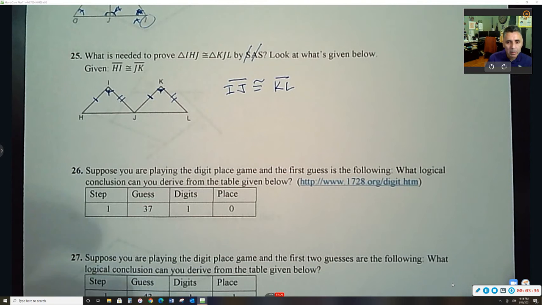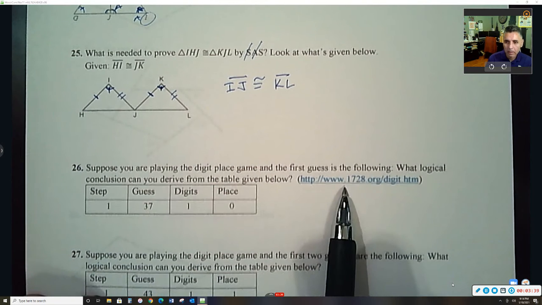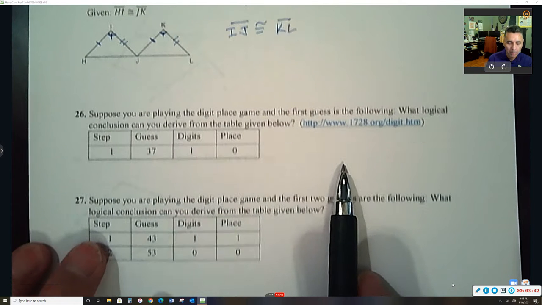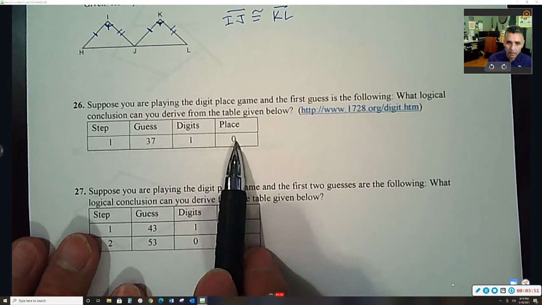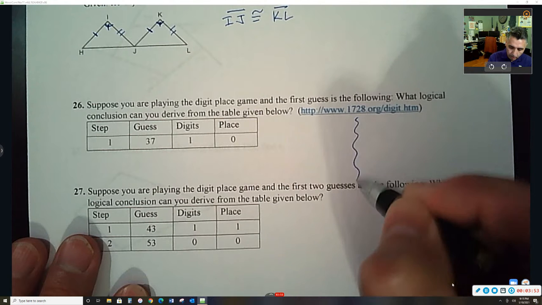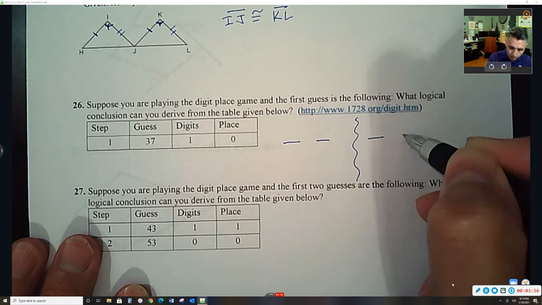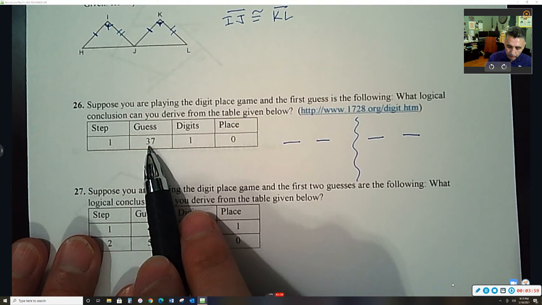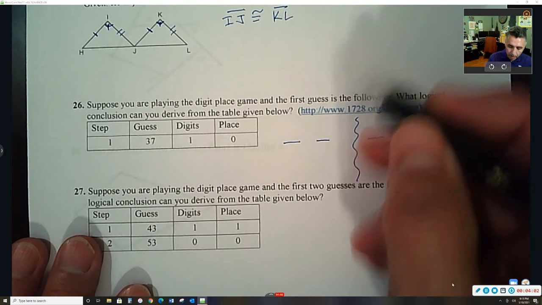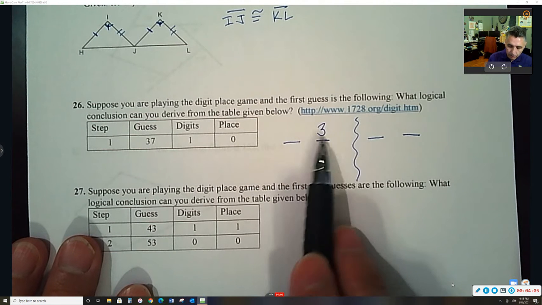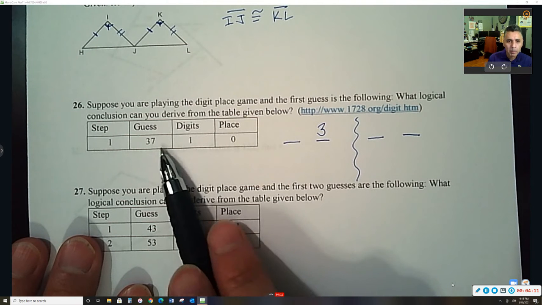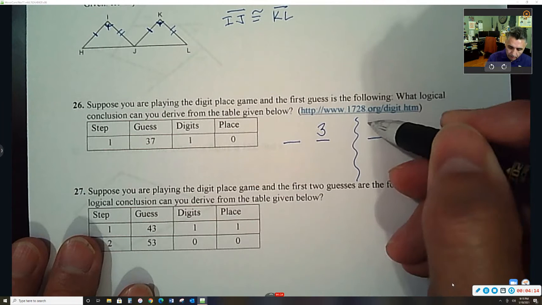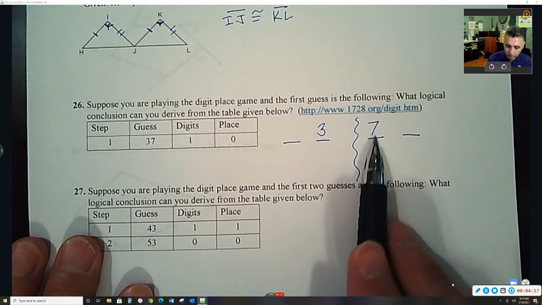And then hopefully you remember the DigiGame. I did put the website on here if you want to go on the website and play. So the first guess is 37, and one of those numbers is correct, but it's not in the right place. So this is pretty much what I have. I know it's a 2-digit number. So the 3 may be correct, but it's not in the right place. So I know my number might end in a 3. And if the 7 is correct, I know it needs to be moved.